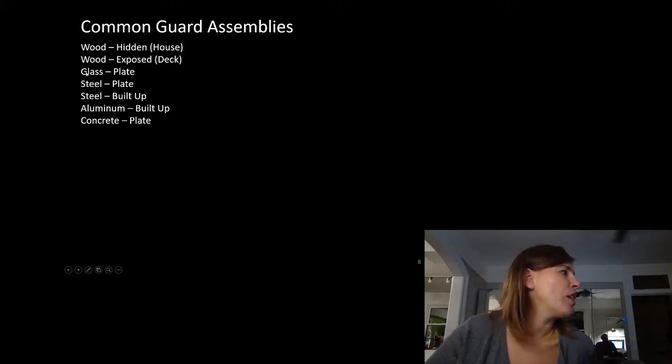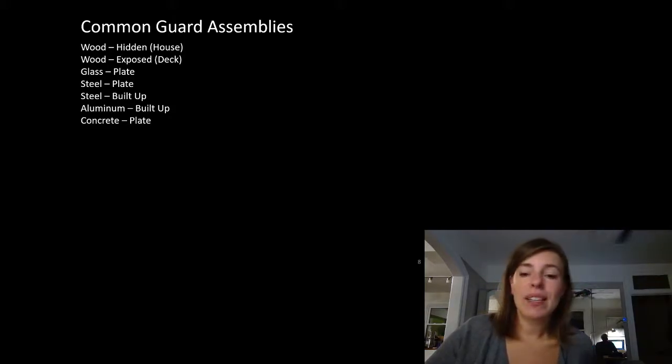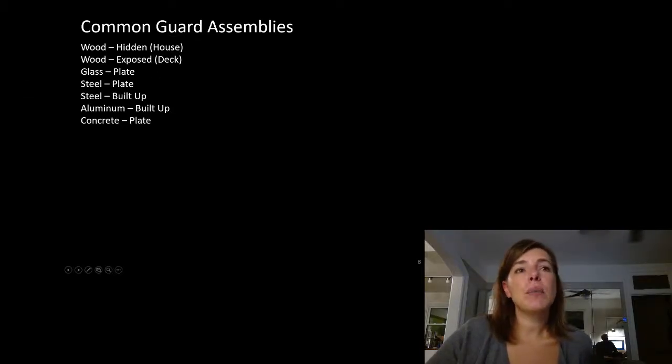We never took pictures of any of our guards that we've built. No. Mostly because we didn't design them to code.